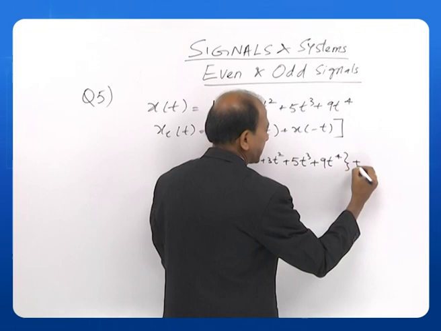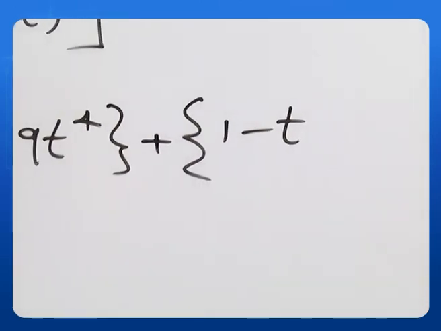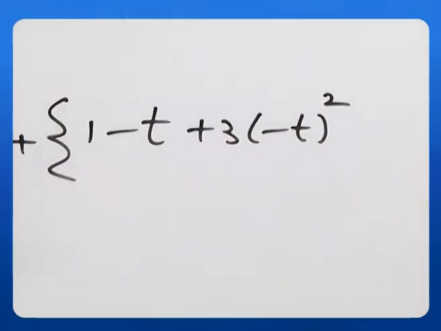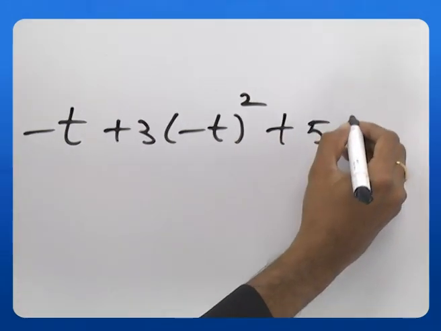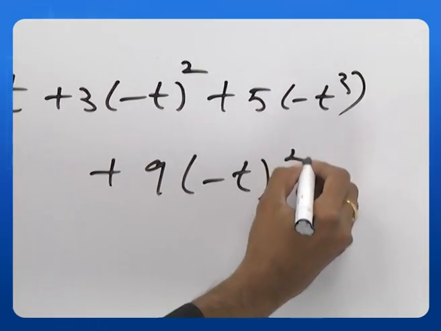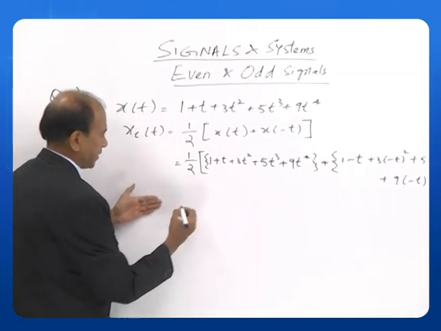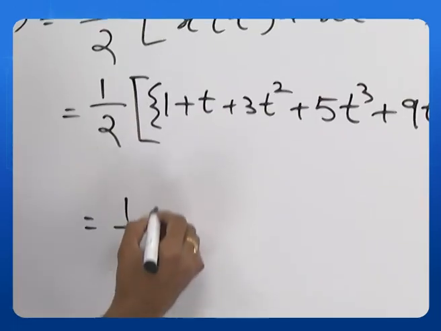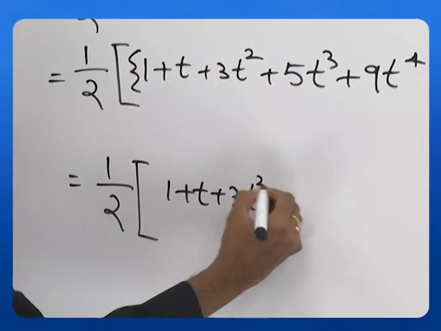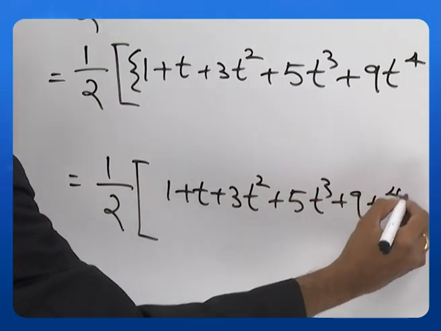Then plus, where t is replaced by minus t: 1 minus t plus 3 into minus t whole square plus 5 into minus t whole cube plus 9 into minus t whole to the power of 4. Now, we will expand the series. I will get like this: half of 1 plus t plus 3t square plus 5t cube plus 9t to the power 4.